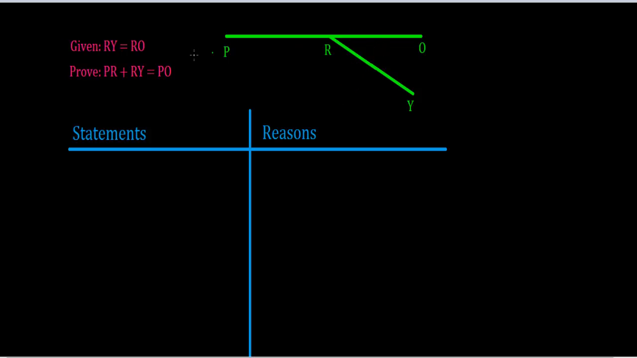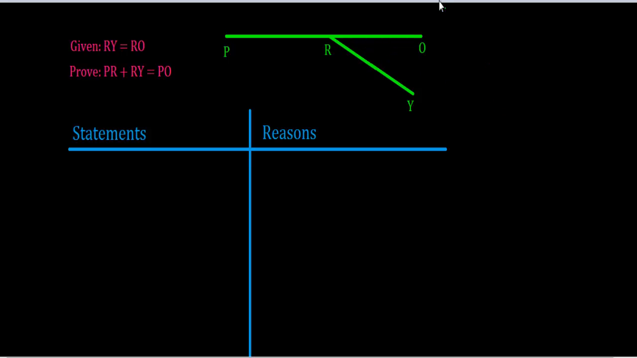Okay? And they also want you to prove that the distance PR, from here to here, plus the distance RY is the same thing as the distance PO. That rings a bell automatically in my head. I'm thinking segment addition postulate. This looks like a segment addition postulate, so that's what I'm going to try first. I know somewhere in this proof I'm going to need to use the segment addition postulate.